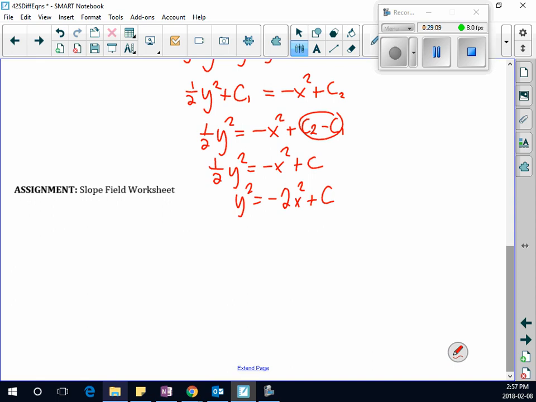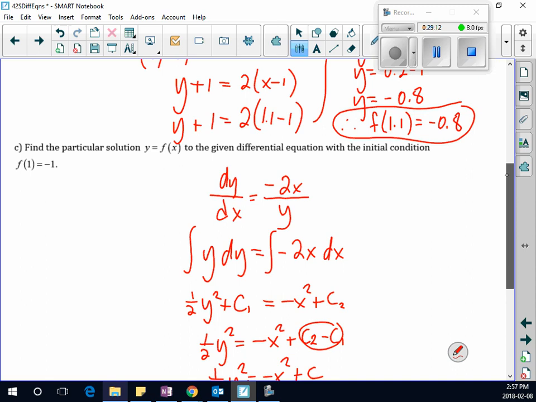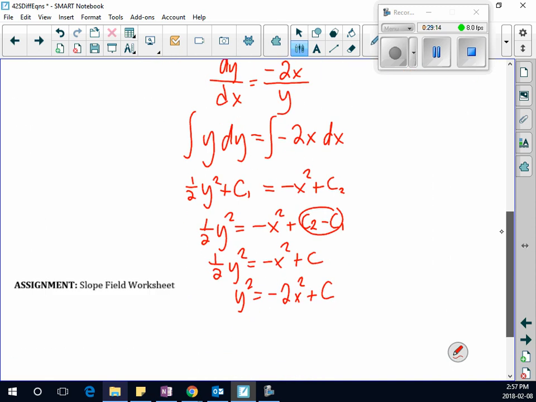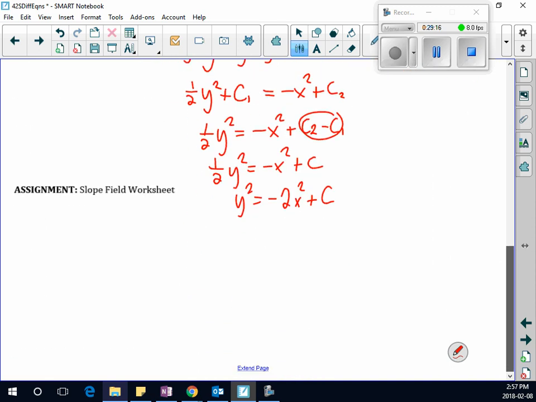Okay, so now we need to use the initial value in there. 1, negative 1. So we need to put 1, negative 1 in, right? That's what it was, 1, negative 1? Yeah. So 1 goes in for x, negative 1 goes in for y. We get 1 equals negative 2 plus c. So what does c equal? 3. So what's my equation? y squared equals negative 2x squared plus 3.